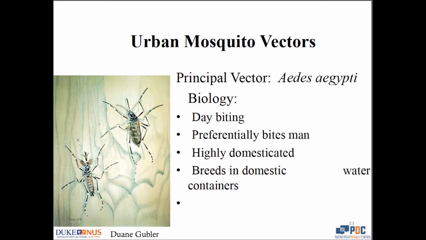This is the primary vector, Aedes aegypti. It is exquisitely evolved to interact with humans. Humans are its favorite host. Its primary place of residence is little pools of water in and around human habitations. It doesn't move very far. It tends to just stay close in to humans, so it's very prevalent within urban centers.